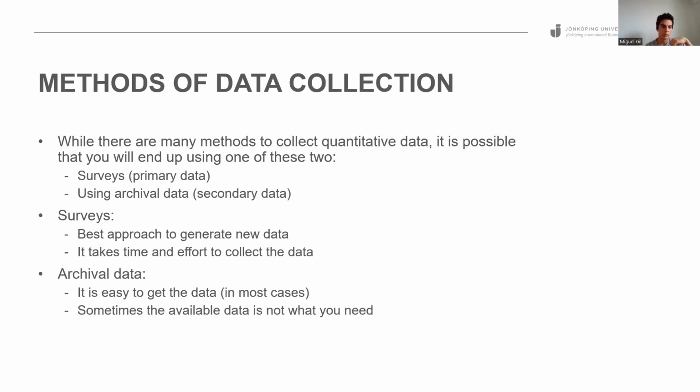And then again, a quick summary from the previous lecture on the methods of data collection. Remember that there are many ways of collecting quantitative data, but in my opinion, you will end up using at least one of these two: surveys or archival data. Each of them has different advantages and disadvantages, and you just need to choose carefully. Sometimes you can't even choose, because maybe you don't have access to one or the other. But usually surveys are a good approach because it's primary data, so you generate what you need. The disadvantage is that it takes time and effort.